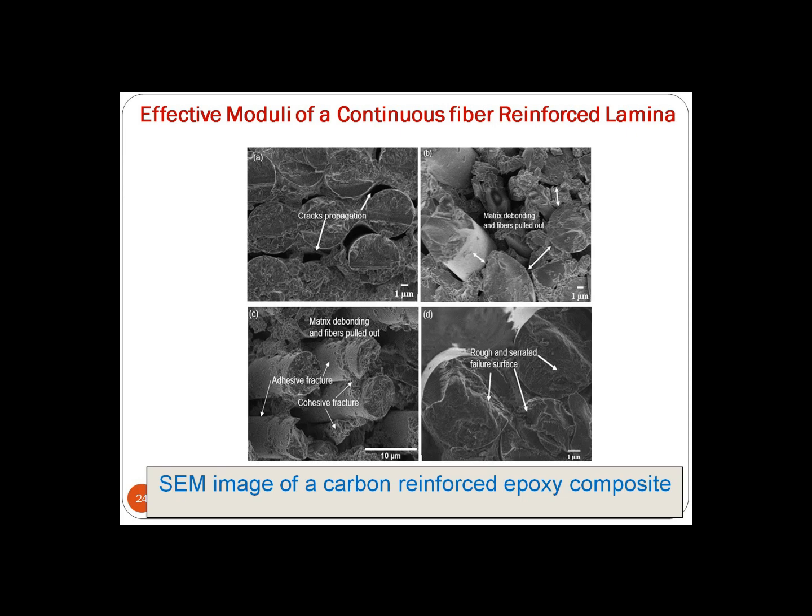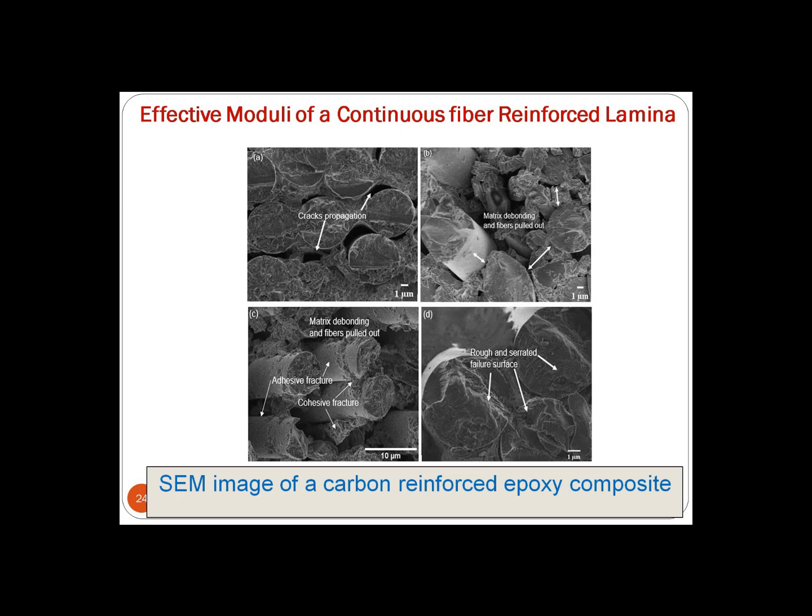So these two micromechanical analyses are there. One is the crack propagation, and that is because of the void content, and in SEM image B, matrix debonding and fiber pullout is there. And in SEM image C, matrix debonding and fiber pullout is there. Adhesive fracture is there. Adhesive fracture means epoxy fracture is happening over here. And the last one is dedicated to the rough and serrated failure surfaces. It means the surface of the carbon fiber.